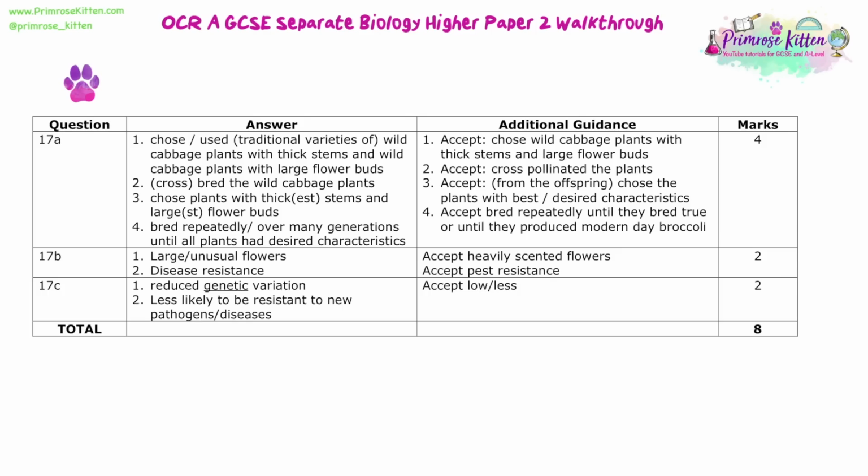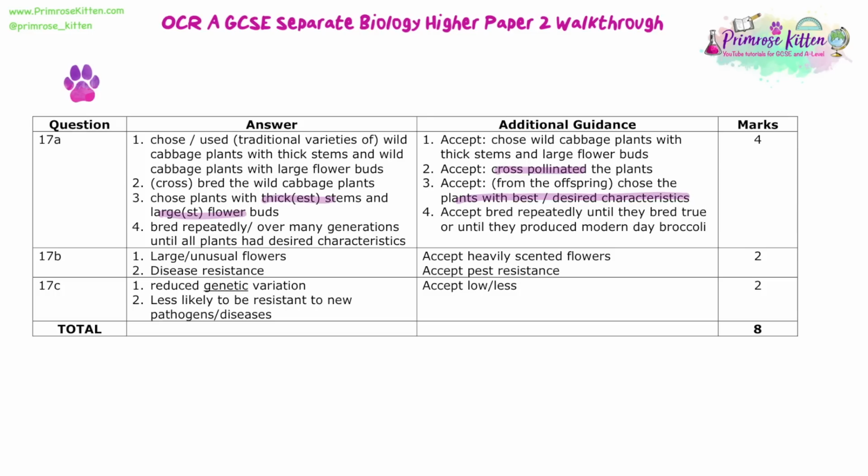Okay, so the mark scheme for question 17. You've got the steps for selective breeding. There's just some alternative wording on the right, but instead of breeding, you can say cross-pollinate. You can say, choose the plants with the best desired characteristics from the offspring, instead of being specific and saying thick stems and largest flower buds. If you just said the best or desired characteristics for point 3, that's also fine.